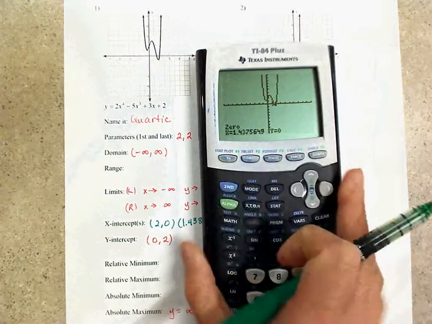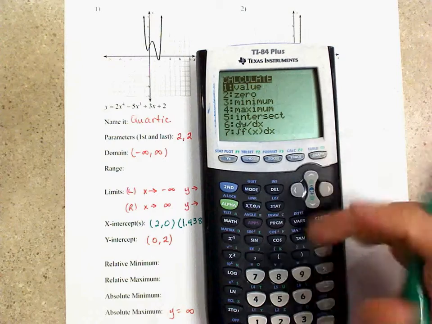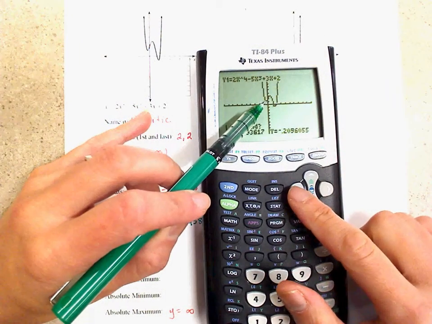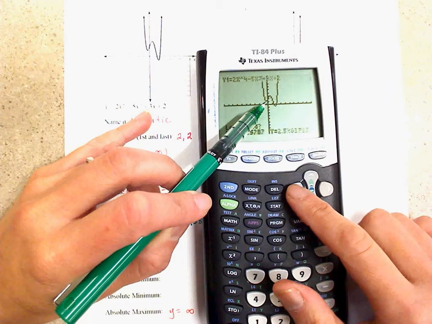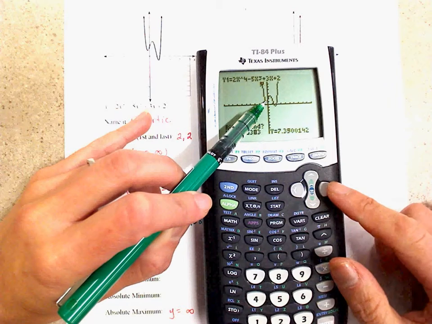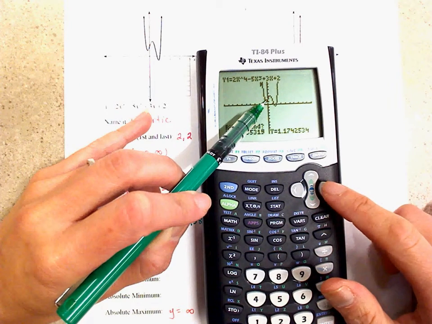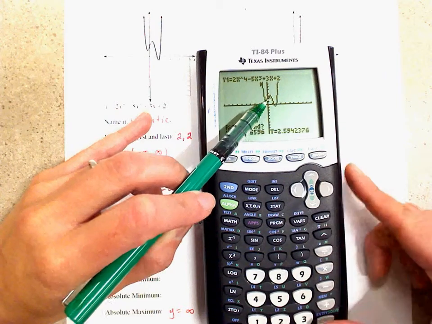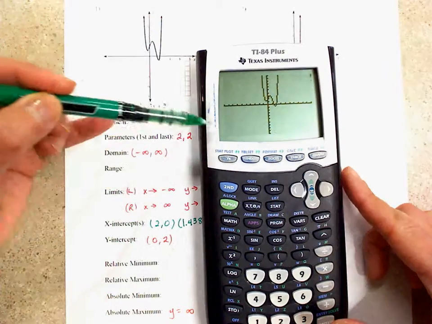So, second calc, minimum is number 3. I'm looking for this point right here, so I'm going to go a little to the left. See that? Anywhere to the left. This is the minimum, relative minimum. It's low, but it's not the lowest. Okay, you see how that arrow is to the right of it? Now hit enter, and the word minimum should come up.